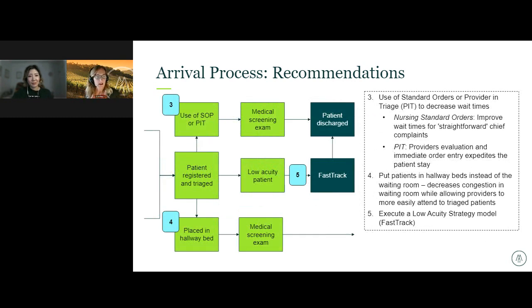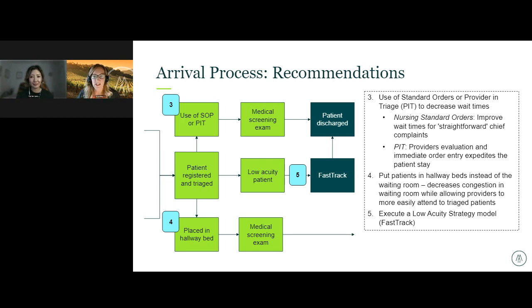We talked a little bit about standing orders or provider in triage. Standing orders can be a little bit tricky from an organizational standpoint and a CMS standpoint. So you really need an expert in this type of work to make sure that the standing orders are written appropriately and used appropriately. Standing orders have been around for years in the ED world for ordering EKGs and things like that, that patients arrive with chest pain, that all makes sense.